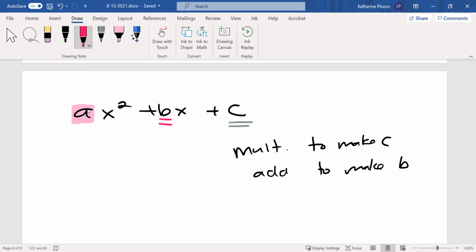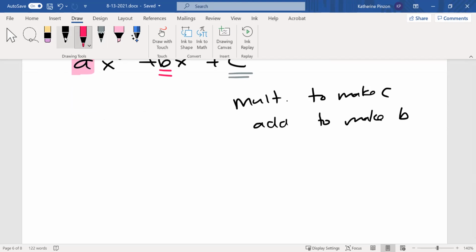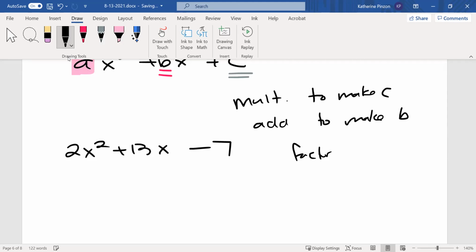Can you do it the other way? Yeah. Okay, so the factor by grouping method, which is the one I usually use when the coefficient of the A is not a 1. So if the number in the very beginning in front of the x squared is not a 1, I use the factor by grouping method.